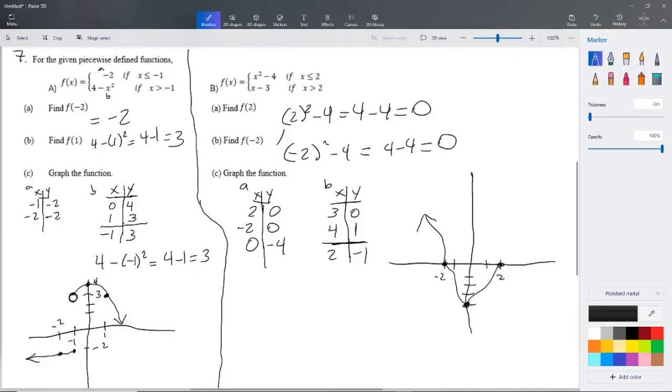Part B, we have 3, 0. So here's 3, and here's 3, 0. And then we have 4, 1. So let's put 1 in here, and here's 4. So 4, 1 is right about there. And then finally, we also have 2, -1. So right about here, let's call it. But again, this one needs to be an open circle. And then we're going to draw these, put an arrow there, and call that one good as well.